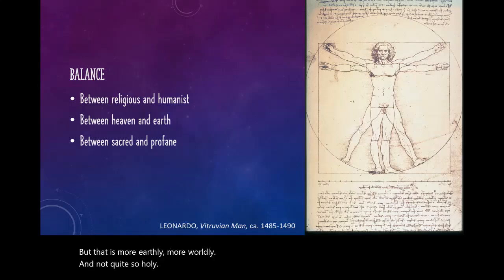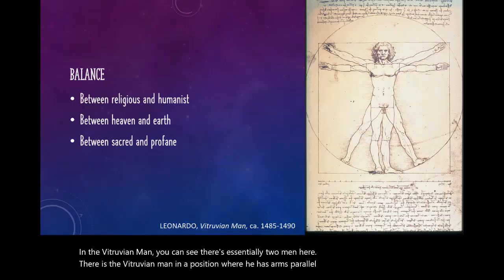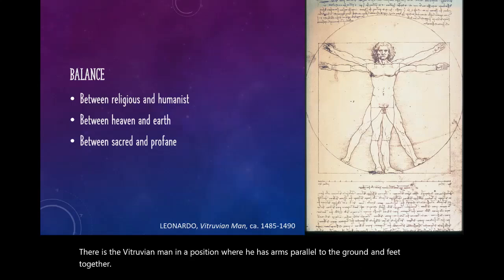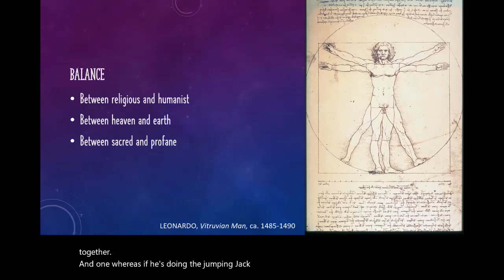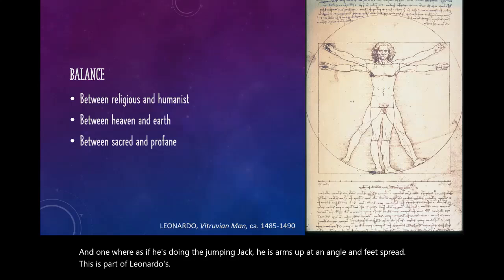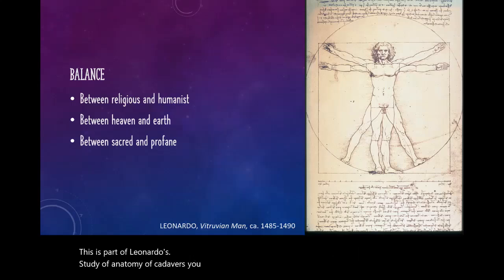The sacred and the profane are sketched out in the Vitruvian Man. You can see there's essentially two men here. There is the Vitruvian Man in a position where he has arms parallel to the ground and feet together, and one where, as if he's doing a jumping jack, he has arms up at an angle and feet spread. This is part of Leonardo's study of anatomy of cadavers. You can bet down to the placement of the navel and the phallus, the groin.